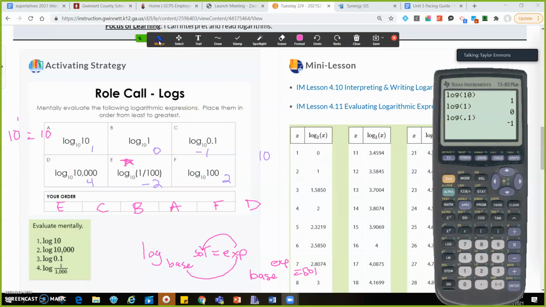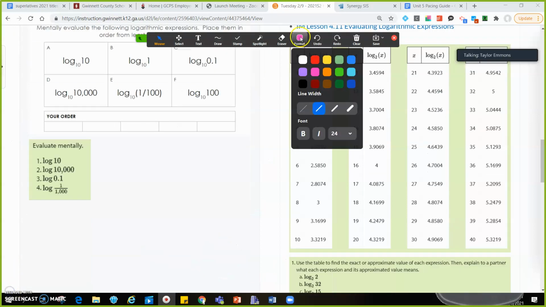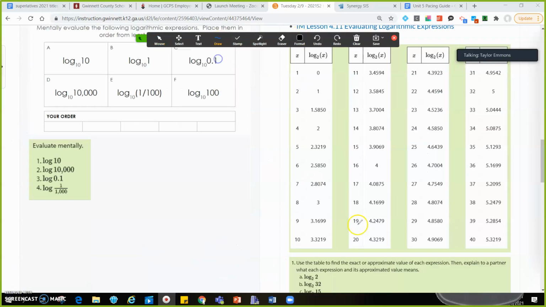Okay, so it says, using the table to find the exact or approximate value of each expression, then explain to a partner what each expression and its approximated value means. So we're going to actually do this all together. Again, we're working out of that base 2. So notice how yesterday we had log of base 10 of x, and today we have log of base 2 of x. Okay? So, log of base 2 of 2. So, how do I read the table? Do I go to this 2, or do I go to this 2?